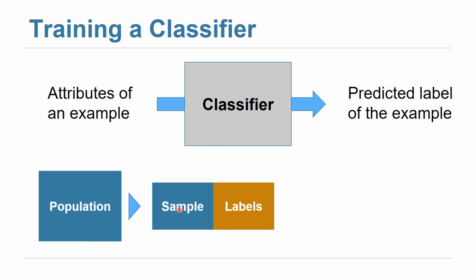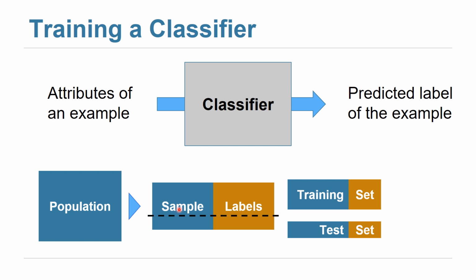So if we are building a spam filter or spam classifier, then we need a set of emails that are spam and a set of emails that are non-spam, so that the classifier can learn from these examples how to distinguish between spam emails and non-spam emails. But actually, we split this sample into 2 sets. One set is called the training set and the other is called the test set.